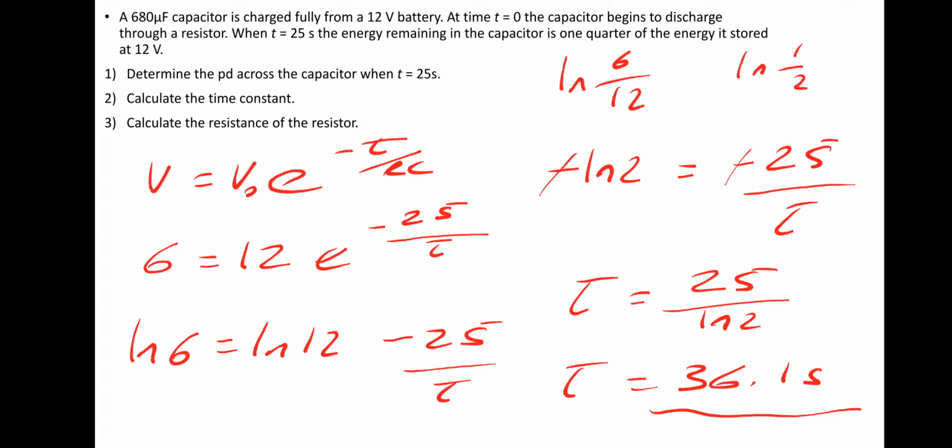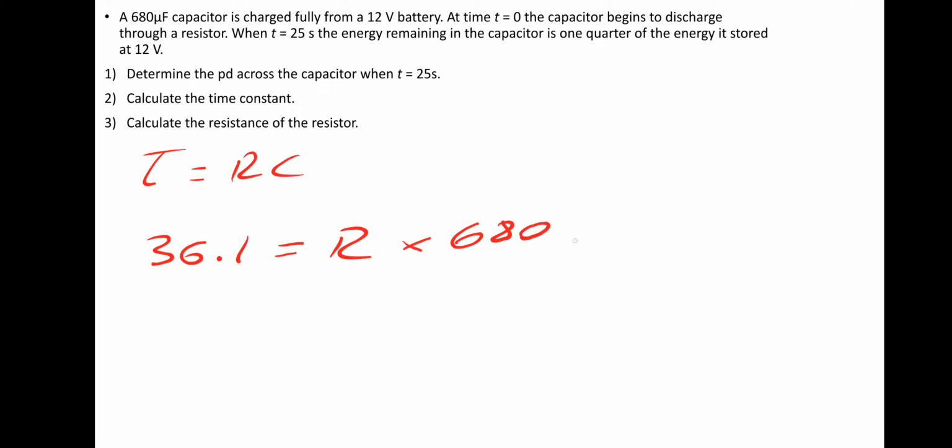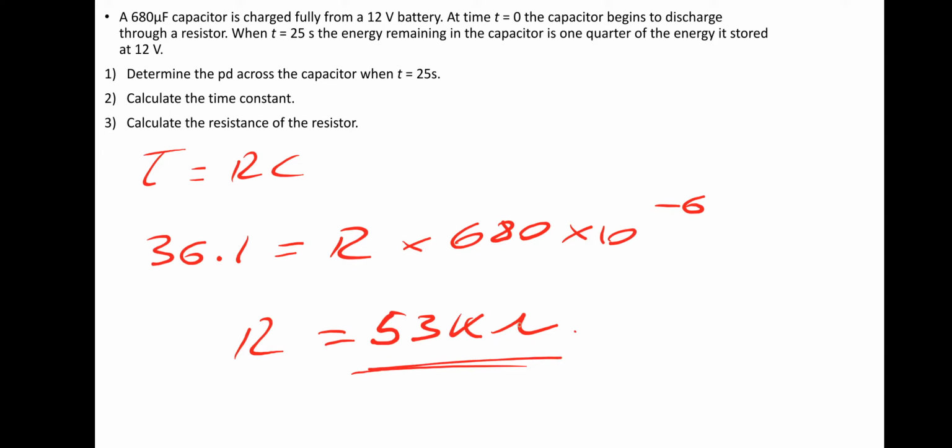And then the last bit, calculate the resistance of the resistor. So we're going to use time constant is R times C. So we know that the time constant, 36.1, equals the resistor value, which is what we want, multiplied by the capacitance value of 680 times 10 to the minus 6. So 36.1 divided by 680 times 10 to the minus 6 will give you a resistor value of 53 kilohms. Hopefully that's okay. Let's move on to the next one.